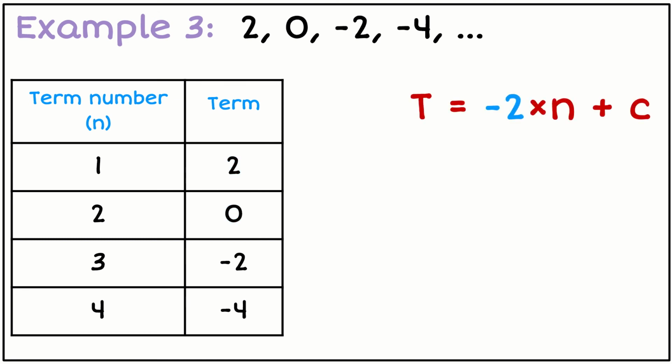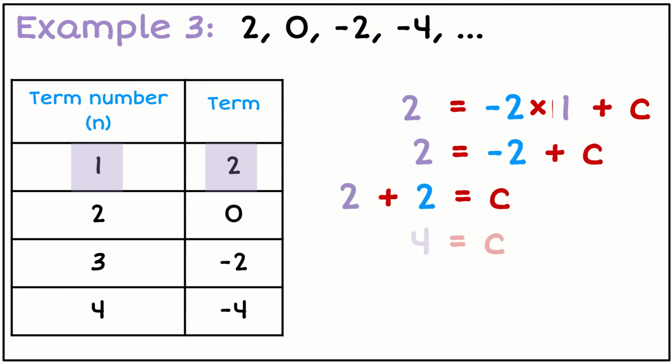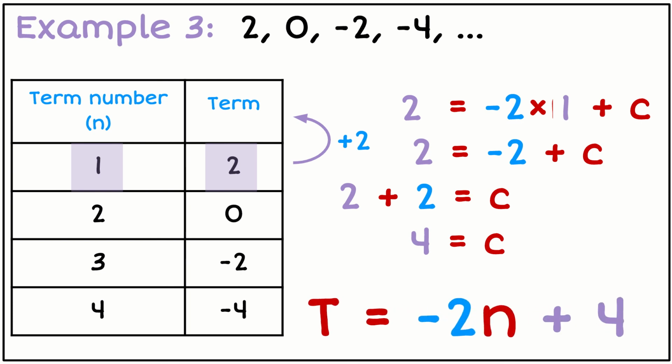Now we're going to find the value of the constant. We're going to take the first term, 2, and its term number 1, substitute those into the equation, rearrange and solve, and that gives us a value of 4. And 2 plus 2, which reversing it would give me 4 as well. So there's my final equation, t equals minus 2n plus 4.